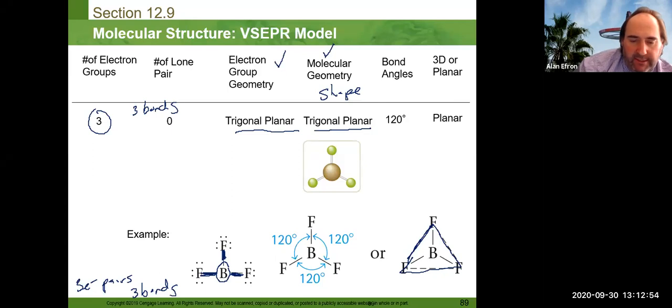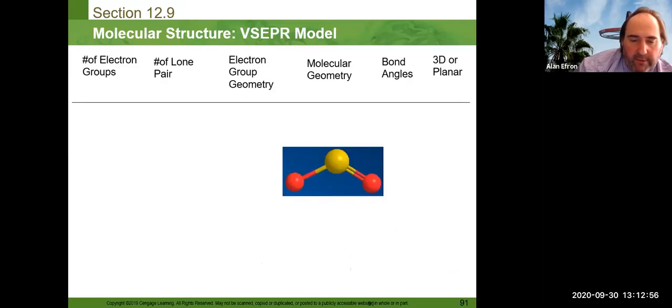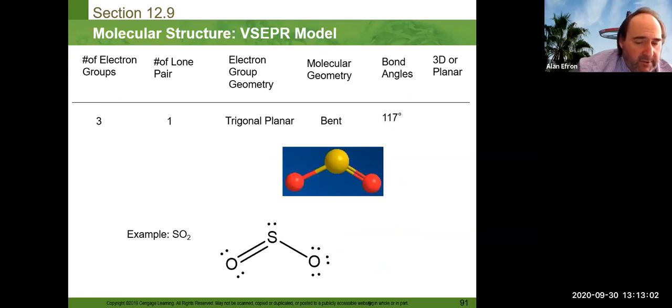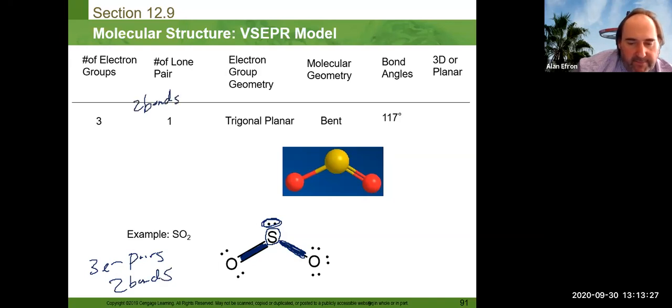The next geometry is one where we have 3 electron pairs, but only 2 bonds. So if we look at the sulfur here, it has 1 electron pair, 2 electron pairs, and again, a double bond only counts as 1. So that is 3 electron pairs and it has 1 bond and 2 bonds. So 3 electron pairs, but 2 bonds. With 3 electron pairs, it is still trigonal planar, the geometry of those electrons.